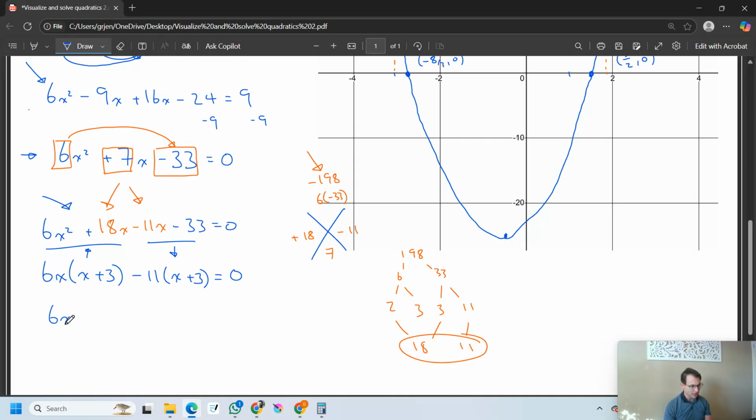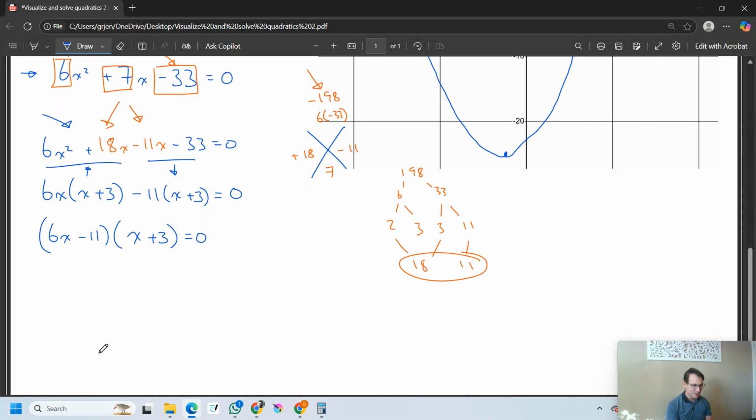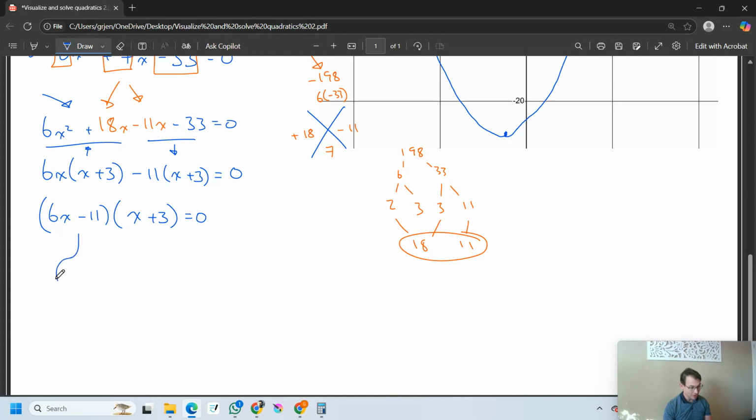So I have 6x minus 11 multiplied by x plus 3 equals 0. And now I have two things multiplying. One of them must be 0 if this is true. Actually, either one could be 0. So either 6x minus 11 equals 0, meaning 6x equals 11, and x equals 11 sixths, or x plus 3 equals 0, and x equals minus 3.